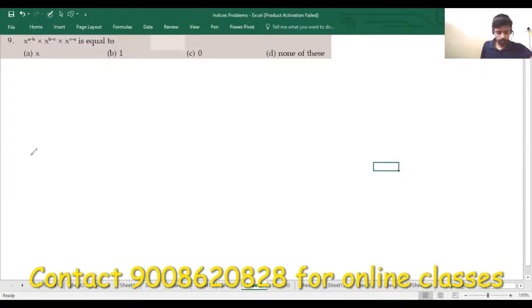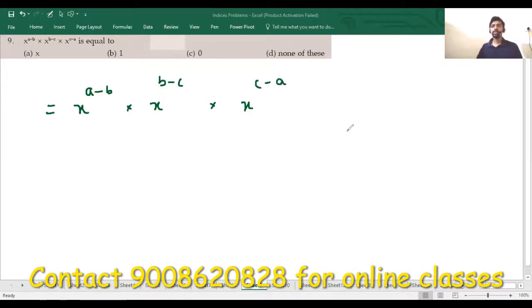Guys, next question. x to the power a minus b into x to the power b minus c into x to the power c minus a. So guys, we know the first law of indices, right? What is the first law of indices? a to the power m into a to the power n can be written as a to the power m plus n. If the bases are the same, we need to add the exponents.